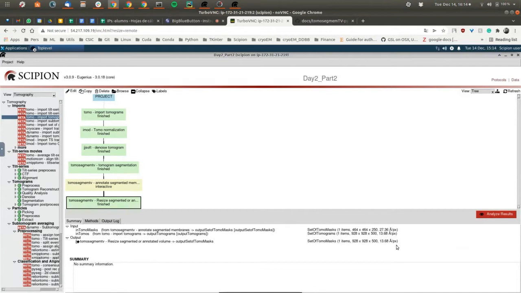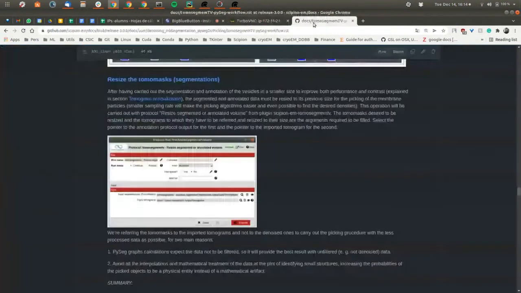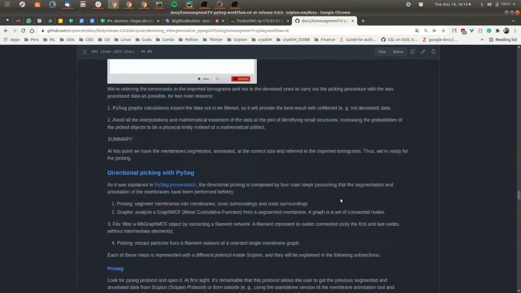So now let's go to Pyseg. In Pyseg, there are 4 steps that Antonio explained before, which are the pre-segmentation, the graphs calculation, the filament calculation, and finally the picking. And these are the 4 we are going to go through. Here in the documentation, you have a small introduction.